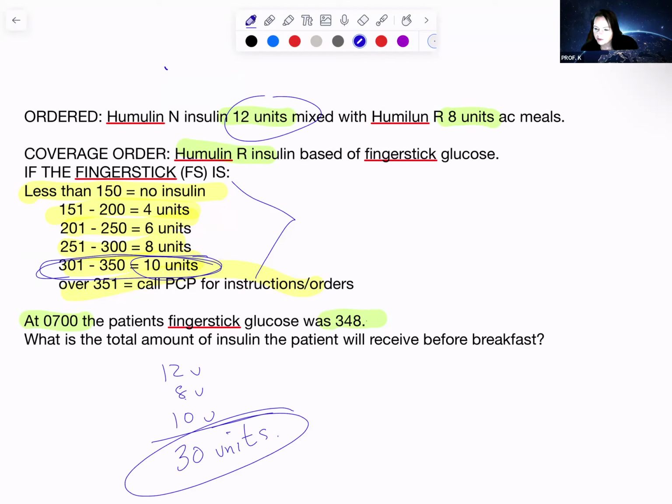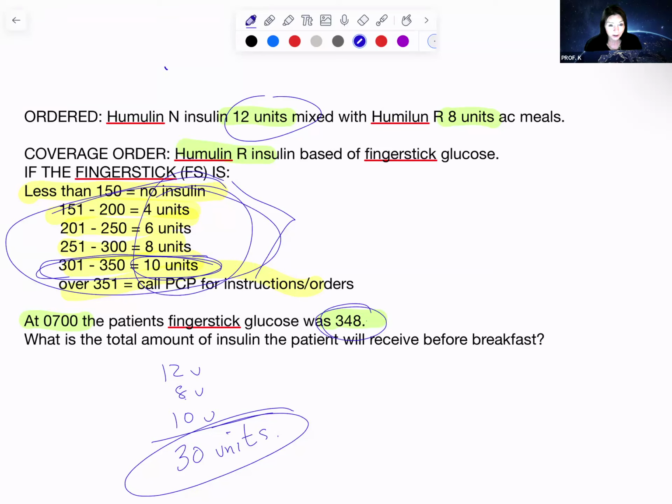Will we always be provided with the coverage units? Yes, if it's asking you for coverage, you'll be given the coverage, the orders. And doctors order them differently. They're not always the same for patients. So you'll be given the parameters. These are the parameters and how much to cover with the insulin. And then you'll be given the answer at 348.